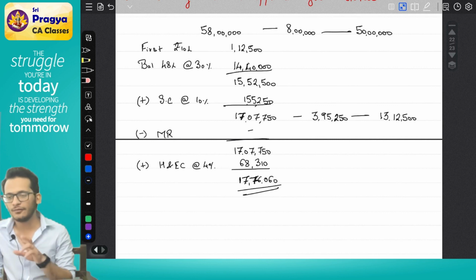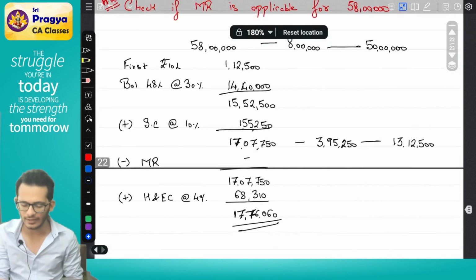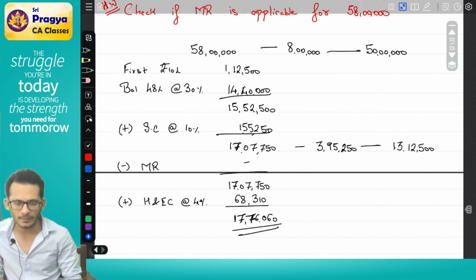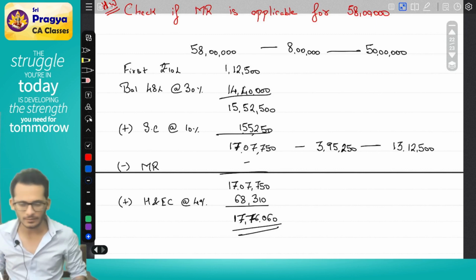And then check the difference in income and difference in tax. If you end up paying more tax than the income, you will not be liable for that much extra tax. You can claim marginal relief, ending up in a final tax payable. Yes or no?